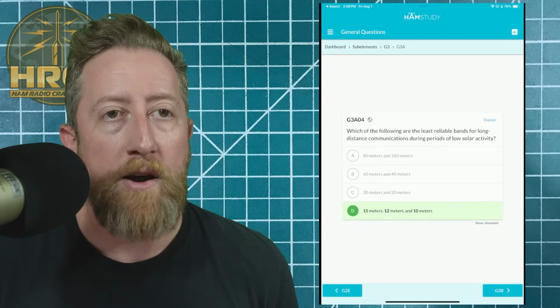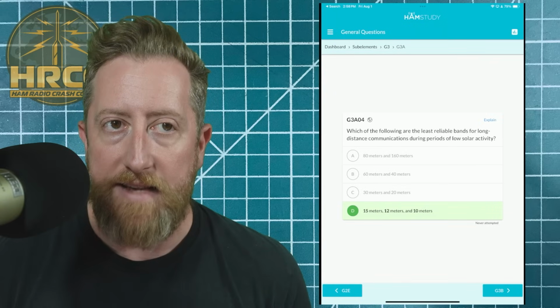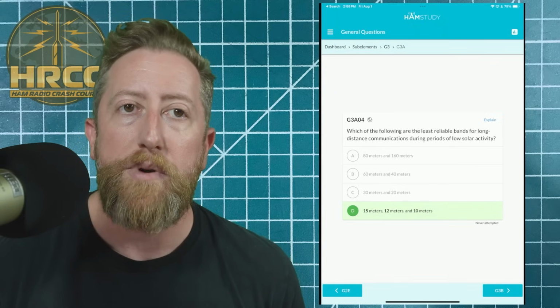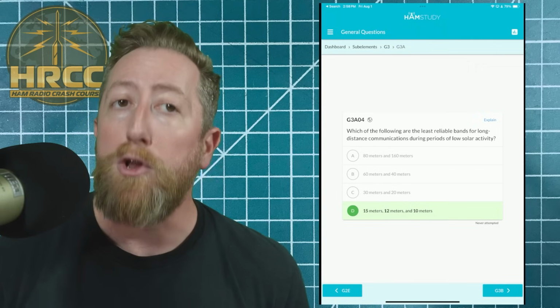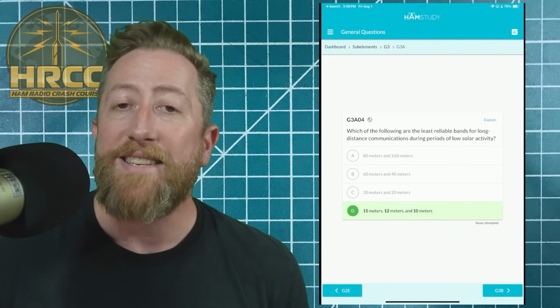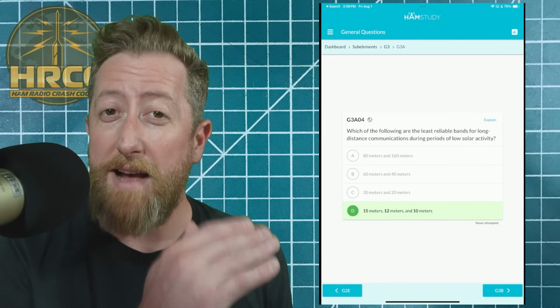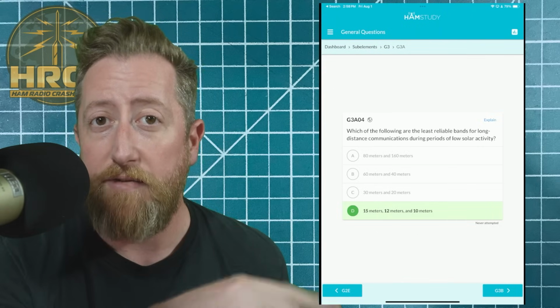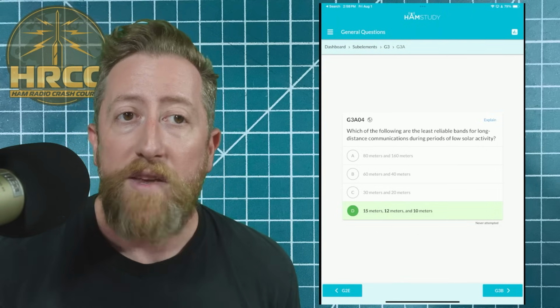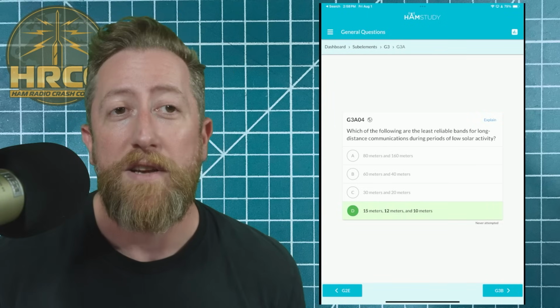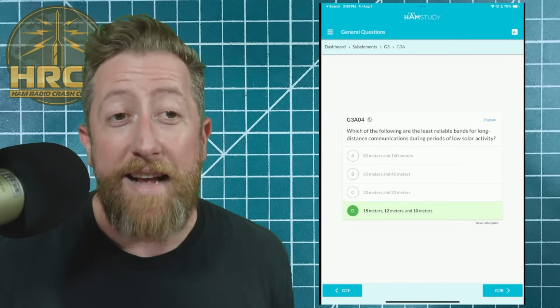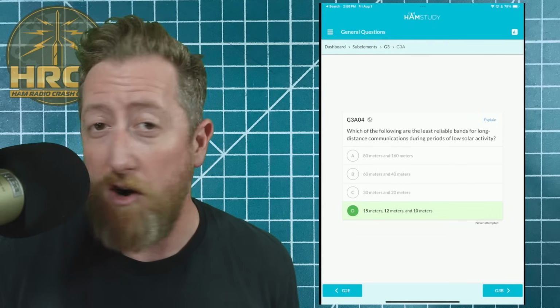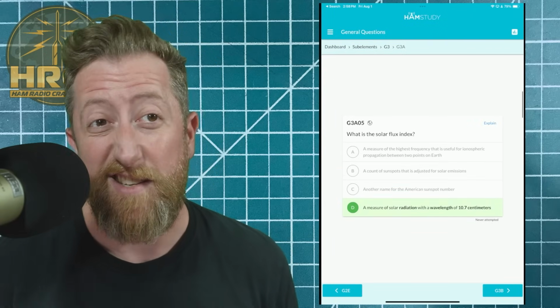Which of the following are the least reliable bands for long-distance communication during periods of solar low activity? And that's going to be the high frequencies. So solar maximum, high frequencies are good, but it's solar minimum on that 11-year cycle, so the low point. 15, 12, and 10 meters actually perform very badly, insofar as sometimes 12 and 10 meters are not even usable, and sometimes 15 isn't either.